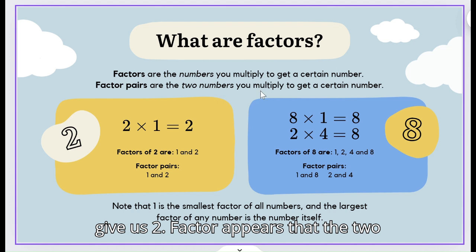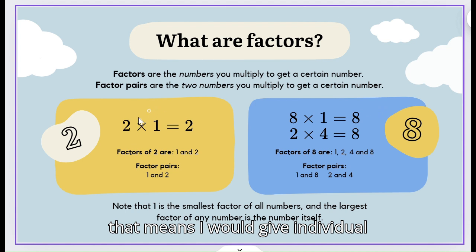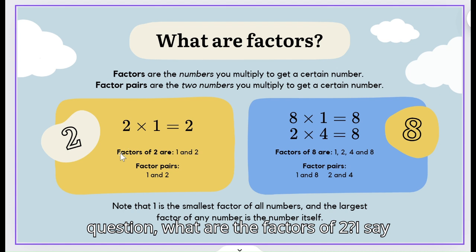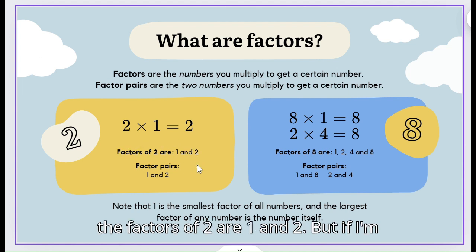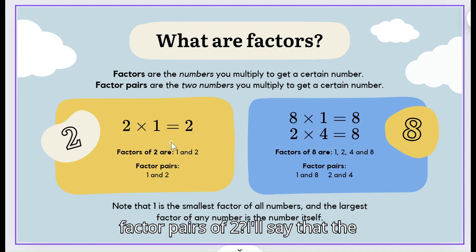Factor pairs are the two numbers you multiply to get a certain number. So if you're asked for a factor, that means that we give individual factors. So for example, if I have a question, what are the factors of 2? I say the factors of 2 are 1 and 2. But if I'm asked what are the factor pairs of 2, I'll say that the factor pairs of 2 are 1 and 2.